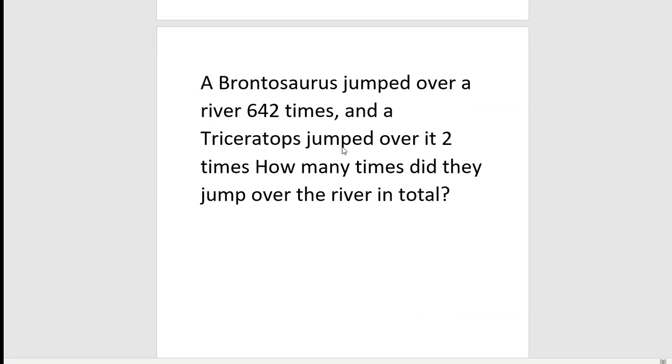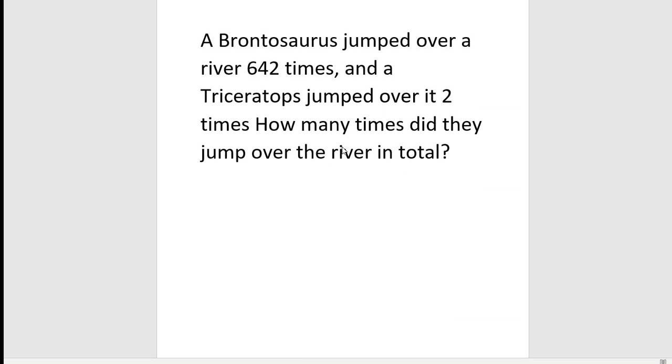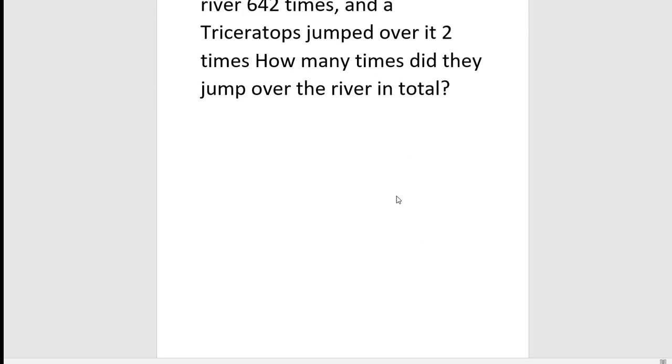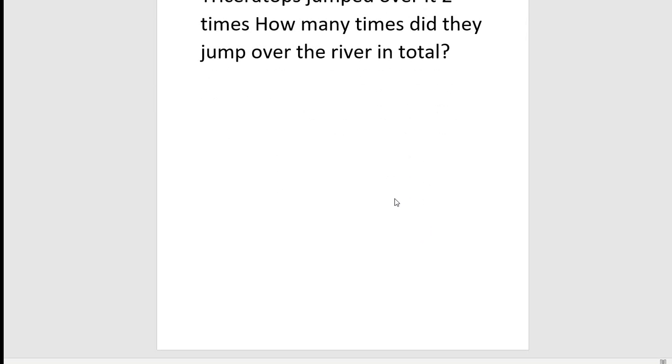Now I'm going to look at the other problem, the last problem that you can try out and practice. It says the Brontosaurus jumped over a river 642 times, and the Triceratops jumped over it 2 times. How many times did they jump over the river in total? And so you want to do the same thing as we did in the other ones. You want to find out the two numbers, and you want to find out how to add them together, or subtract them.